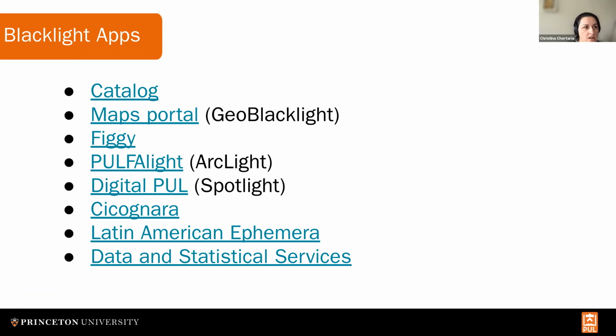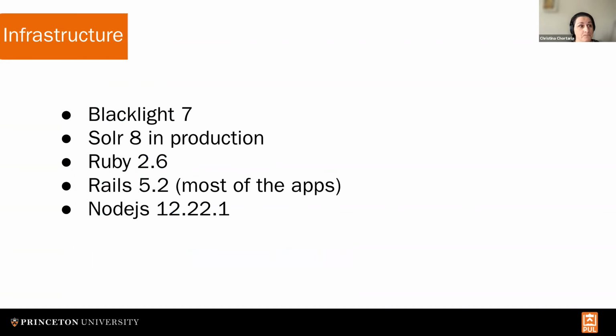The Digital Cicognara Library is an open access collection of the early literature of the arts. LAE, the digital archive of Latin American and Caribbean ephemera. And DSS, Data and Statistical Services, provides data and statistical consulting. Across all the Blacklight applications, we use Blacklight version 7 and Solr 8 in production, Ruby version 2.6, Rails 5.2, and Node.js 12.22.1.